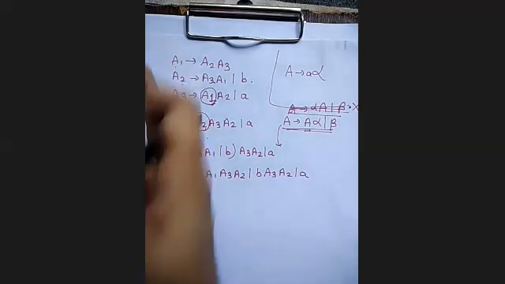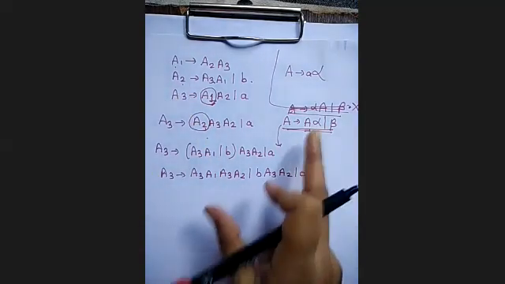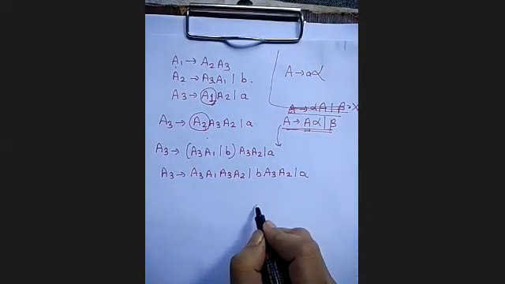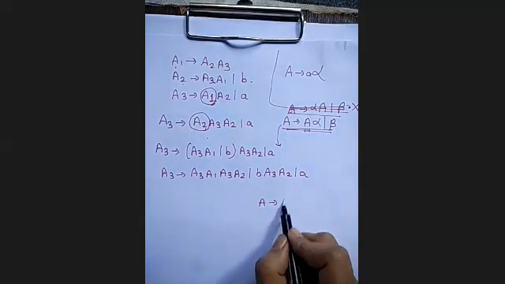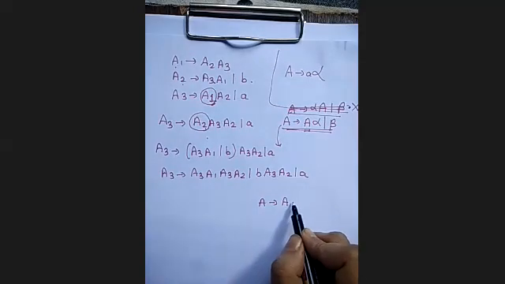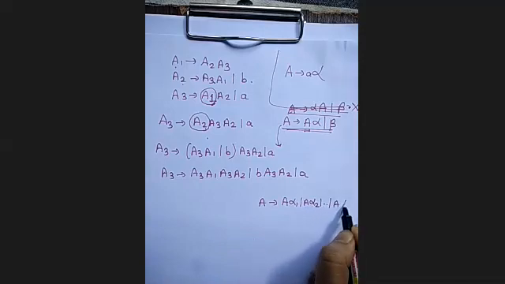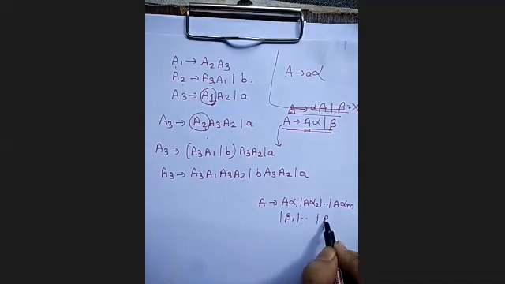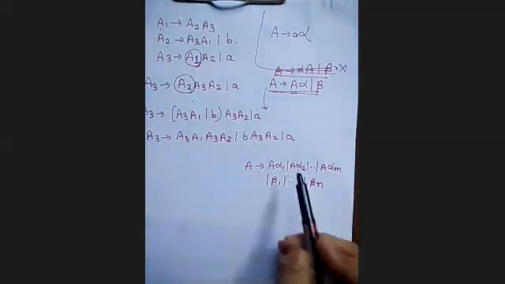You may do it for A2, A1, any one of the non-terminals. Try to bring it in this format, A derives A alpha or beta. So what is to be done now? Listen. I'll write the generalized rule: A derives A alpha 1 or A alpha 2 or A alpha m or beta 1 to beta n. Carefully listen to this rule.